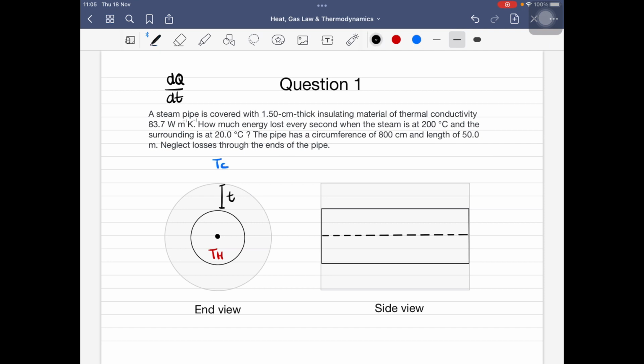The reason why we need to know T hot and T cold is that it tells us the direction of the heat. Our pipe has a greater temperature compared to the surrounding, so the flow of heat must be from the hot body to the cold body, in that direction. As you can see now, the thickness of your insulator is in the same direction as your Q.